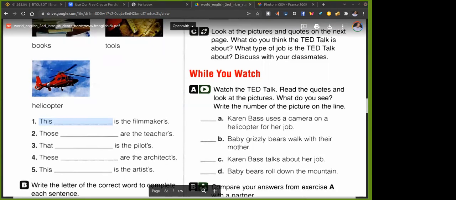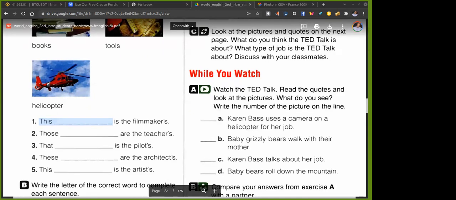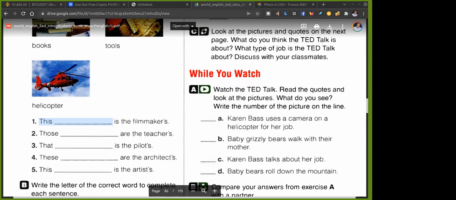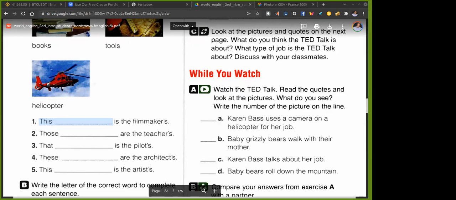No problem. And those books are the teachers. Okay, those books are the teachers. What else? Those helicopters are the pilots. Pilots, okay. What else? These tools are the architects. Okay, these tools. This brush is the artist. Artists, okay.